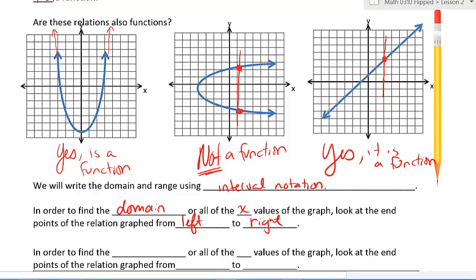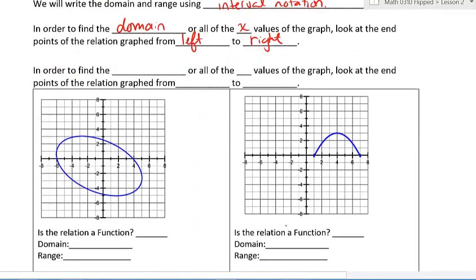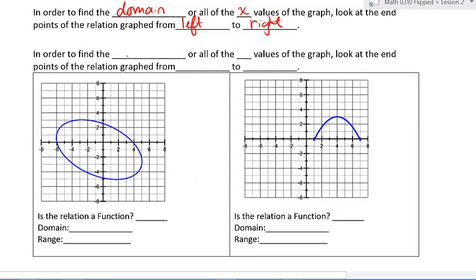When you're talking about the domain, we're talking about how far left can you go, how far right can you go. Now, in order to find the range, or all of the y values of the graph, we need to look at the endpoints of the relation graphed from bottom to top.